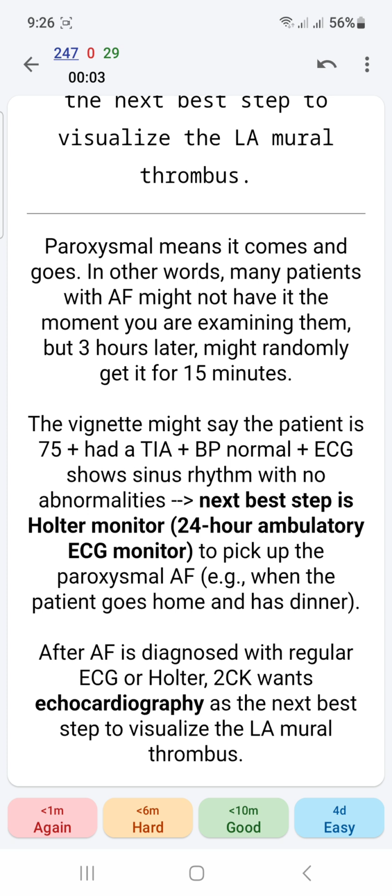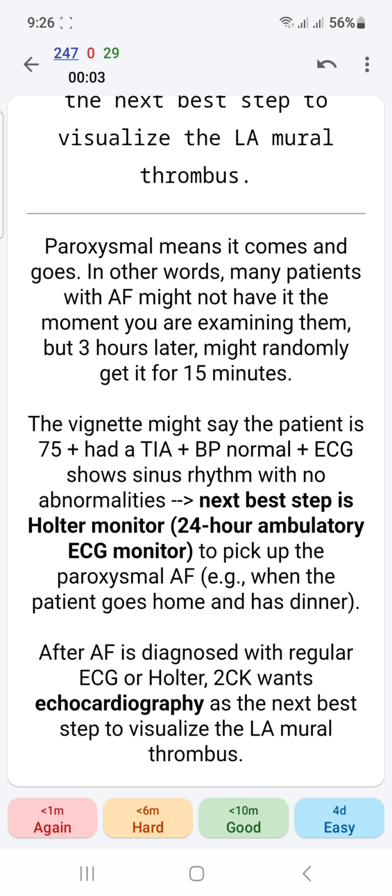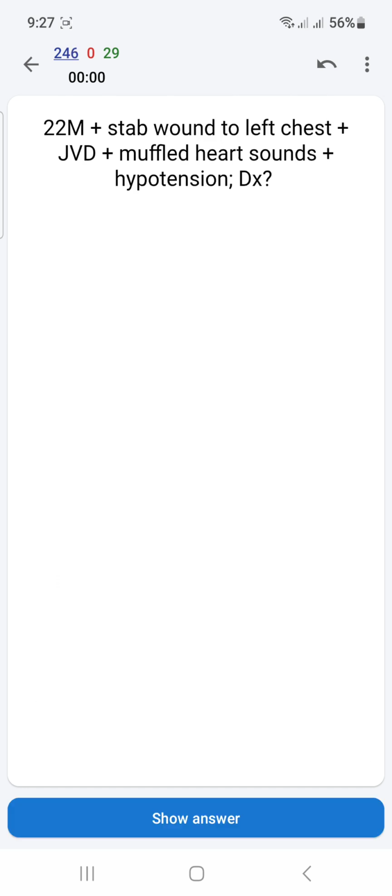ECG. The vignette might say the patient is 75 plus TIA plus BP normal. ECG shows sinus rhythm with no abnormalities. Next best step is Holter monitor, a 24-hour ambulatory ECG monitor to pick up the paroxysmal AF, for example, when the patient goes home and has dinner. After AF is diagnosed with regular ECG or Holter, do CT plus echo as a next best step to visualize the LA thrombus.